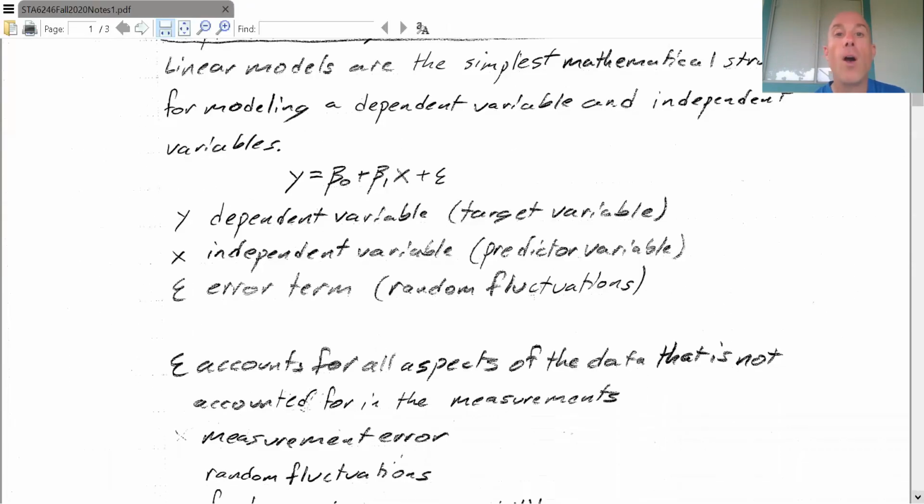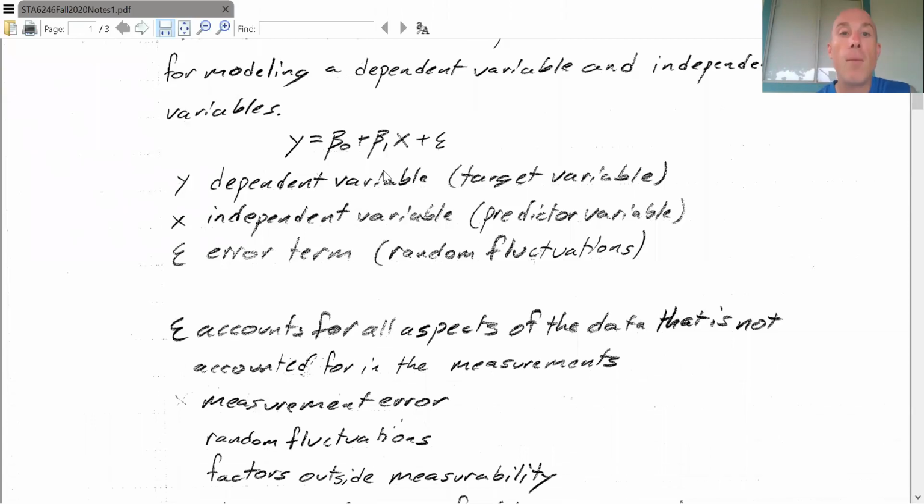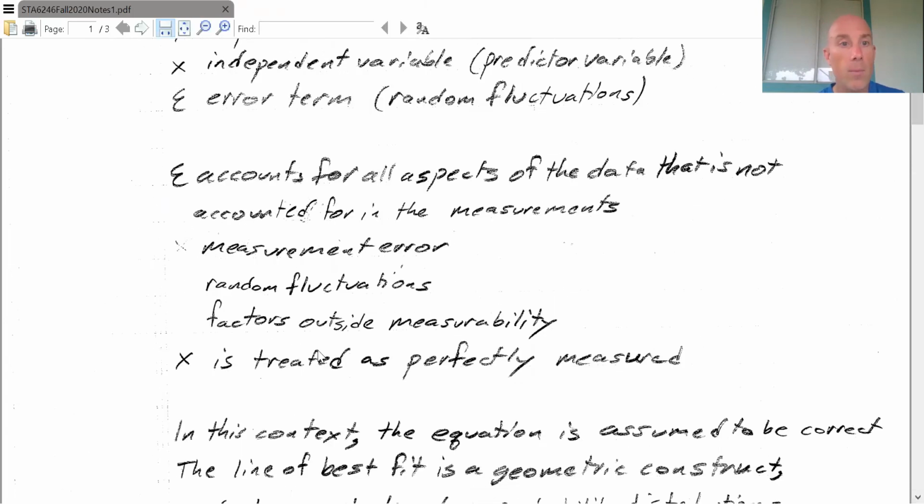Now, something about this: anytime you see a Greek letter, it means that it is a parameter, a population feature. And so it's beta, beta, and epsilon. You're going to have to get used to how I write my Greek characters. So epsilon accounts for all aspects of the data that is not accounted for in the measurements. That did not show through very well, I'll do better next time. So epsilon accounts for measurement errors, random fluctuations, and factors that are outside measurability.